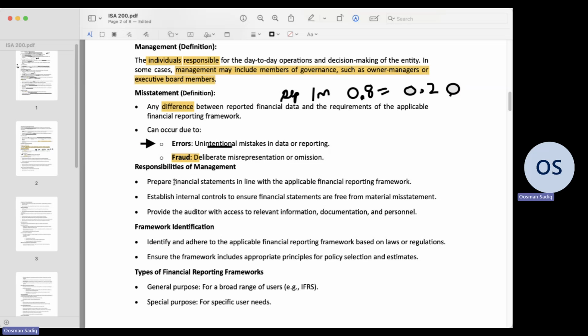So what will the management do? They will review the financial statements in line with the applicable financial reporting framework. They will establish internal controls, right, to ensure financial statements are free from material misstatement, right? Obviously, internal controls will never work 100%, but still provide the auditor with access to relevant information, documentation, and personnel. Framework identification: identify and adhere to the applicable financial reporting framework based on laws or regulations. Ensure the framework includes appropriate principles of policy selection and estimates. Types of financial reporting framework: general purpose for a broad range, example IFRS; special purpose for specific uses.